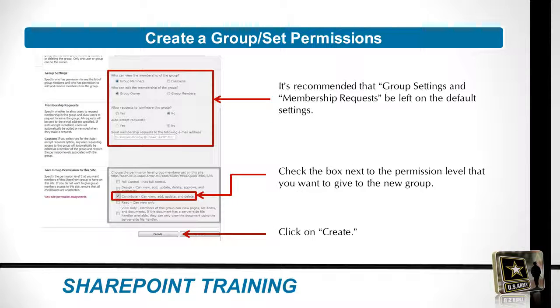The next two items, group settings and membership requests, should usually be left on the default, but you can change them if desired. The last section lets you set the permission level or functionality for the group. Though there are 5 levels available, you should only select Read, Contribute, or Full Control. Check the box next to the appropriate permission level, then click on Create. Note, if need be, the permission level of your group can be changed after the group is created.